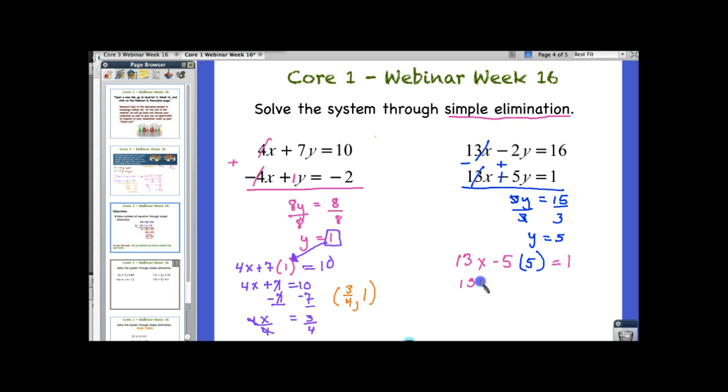So I get 13x minus 25 equals 1. I'm just simplifying, I'm just solving for x. So I'm adding 25 to both sides, and then I get 13x equals 26. And my final step, if I divide by 13, then 13 divided by 13 is just 1x, and that equals 2. So I've now figured out the solution. I've solved the system. I figured out my x and y, just like I did with the apples and oranges. My x value is 2, and my y value is 5.